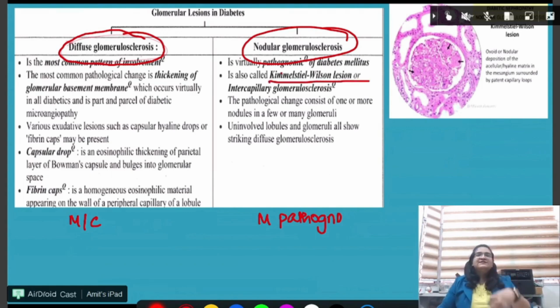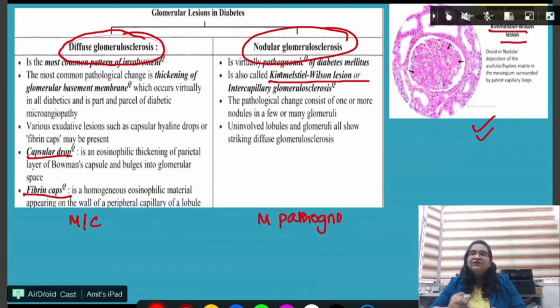So two questions come. What is the most common nephropathy lesion that we see? Diffuse glomerulosclerosis. What is most pathognomonic? Nodular. Okay, next they ask you what happens: thickening of glomerular basement membrane occurs, right? Capsular drop, fibrin caps, they are certain terms which may be used for lesions of the diabetic nephropathy. You all should know. Now, if you see the above diagram, everyone, this is Kimmelstiel-Wilson lesion. They are a white or nodular deposit of hyaline matrix, and they are most pathognomonic. Okay, so please remember two very important questions.